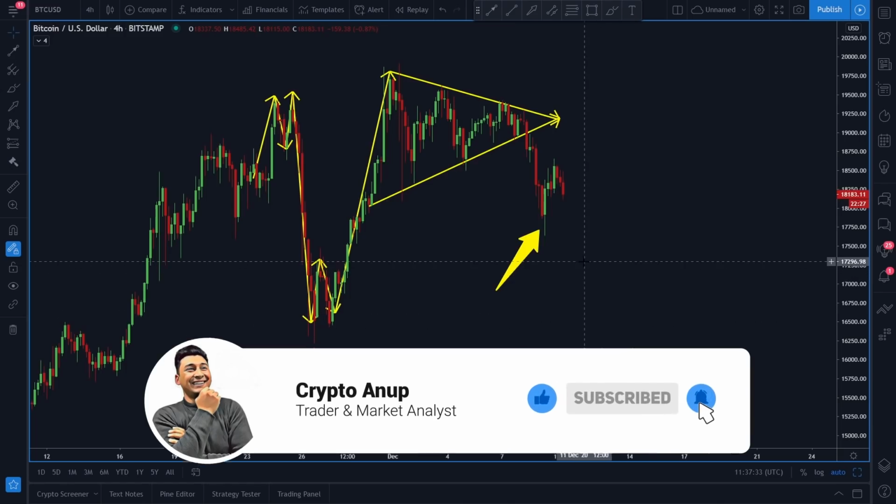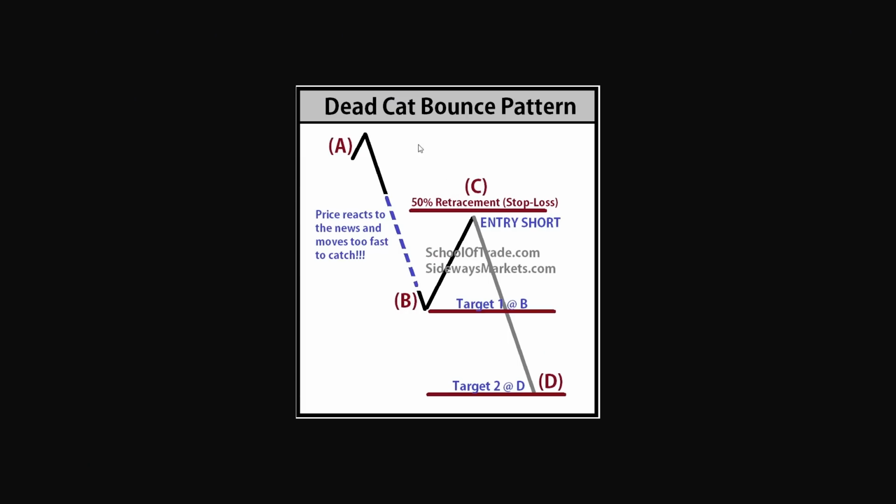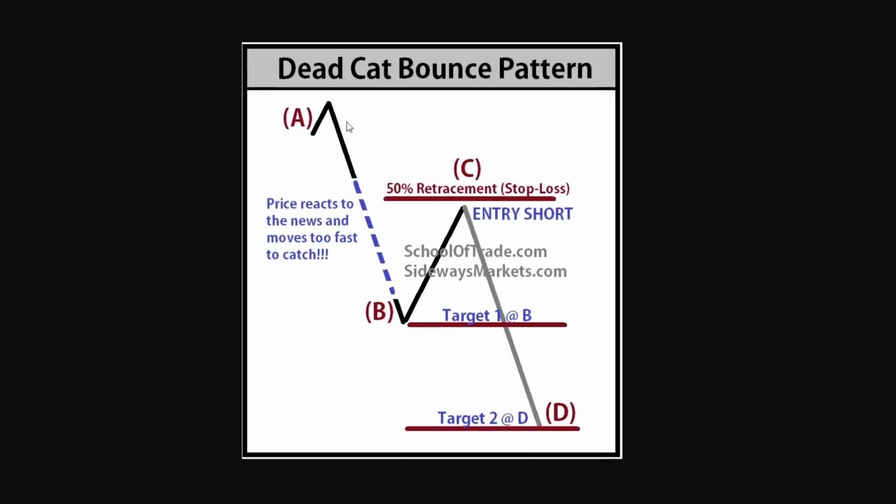So now let me show you that interesting scenario. So this is the dead cat bounce pattern, guys, and if you have been following me since early days, you know I like to talk about this dead cat bounce scenario time and again in my videos. And I think right now is a perfect time to take this example, because if you look at the dead cat bounce scenario, guys, you can see this point A, B, C and D, right?